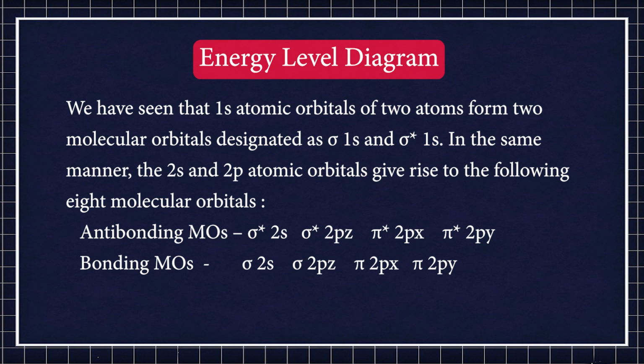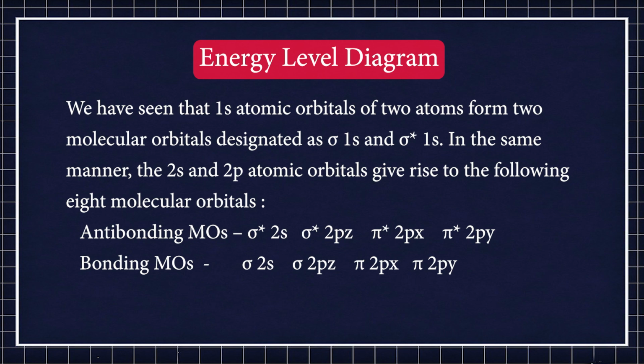Dear children, types of molecular orbitals. Molecular orbitals of diatomic molecules are designated as sigma, pi, delta, etc. Energy level diagram for molecular orbitals are as on your screen.